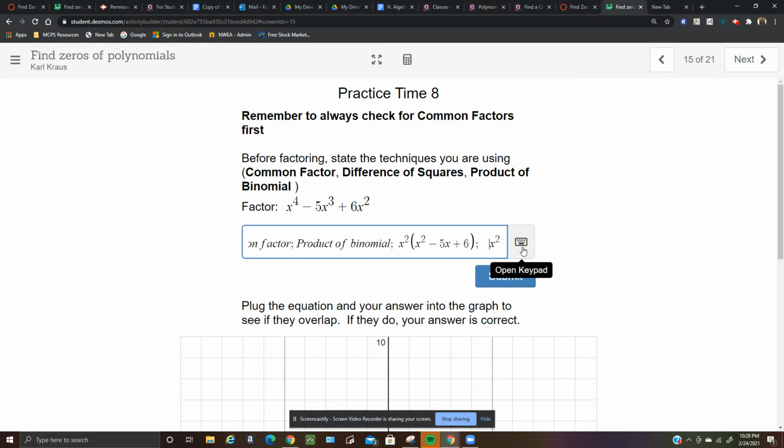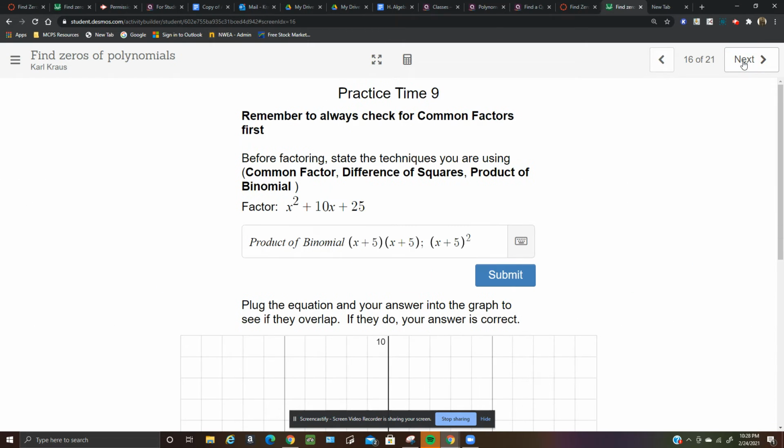Then I want to factor what's on the inside of the parentheses there. So find the factors of 6 that give me a negative 5: x minus 3 and x minus 2. And then the factors of 25 here that give you a 10 are 5 and 5. The shortest way to write that is x plus 5 squared.